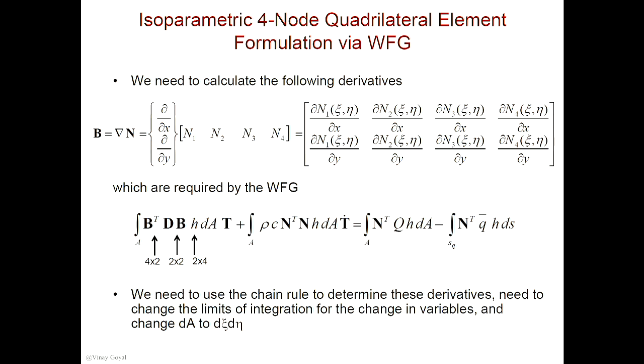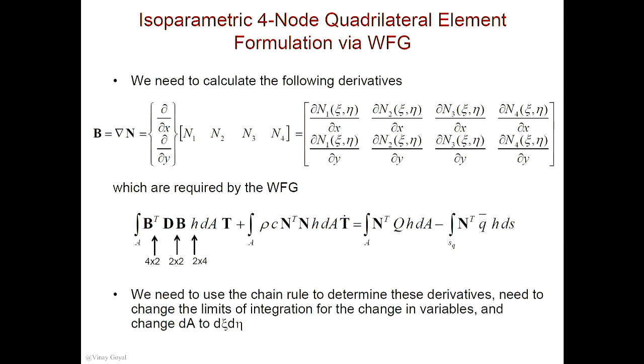Now my shape functions are in a different coordinate system, which we'll call the natural coordinate system, and they're in terms of psi and eta. So the N's don't have x and y. So how do I take these derivatives? How do I even do that? And so we need to figure that out.